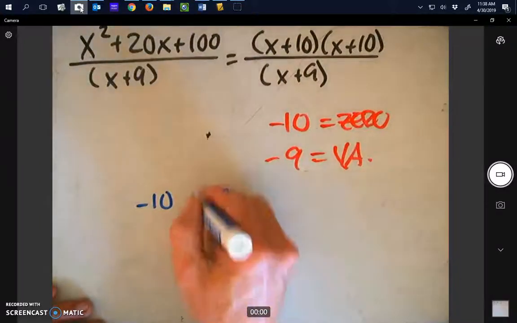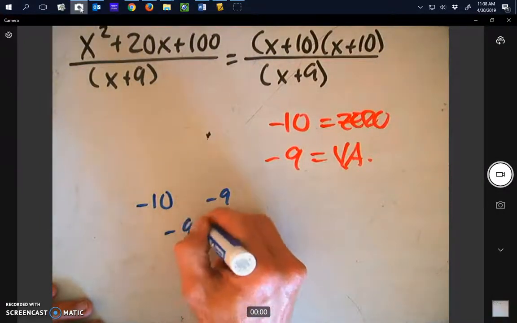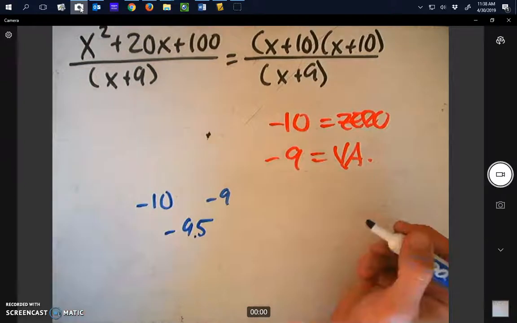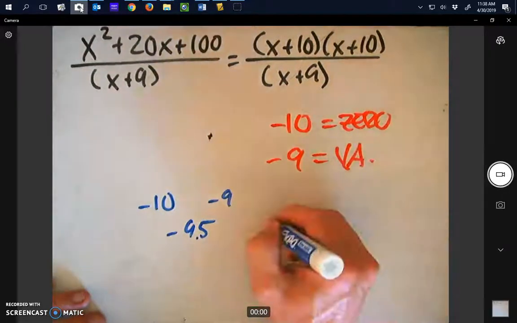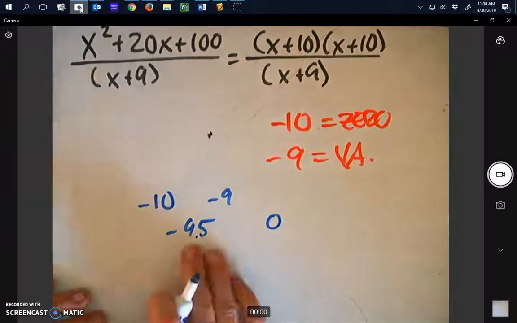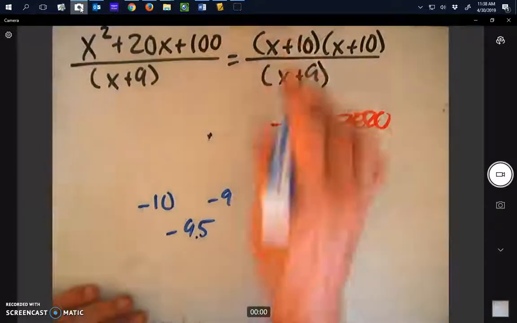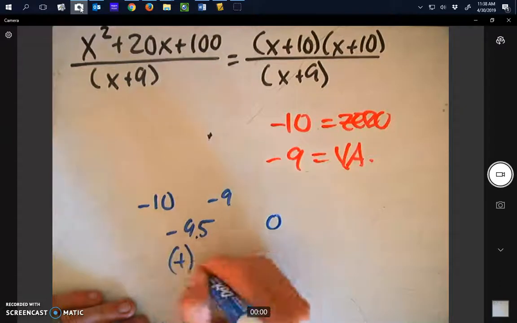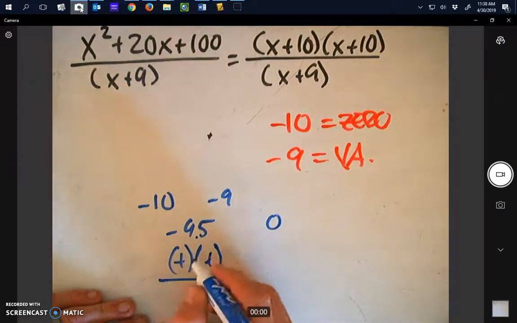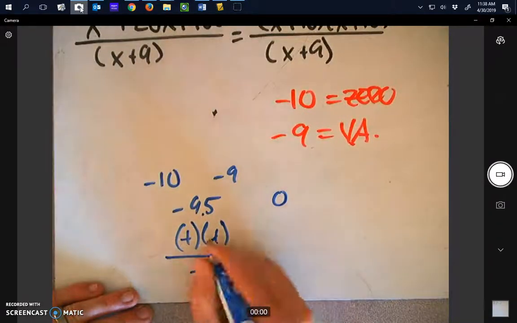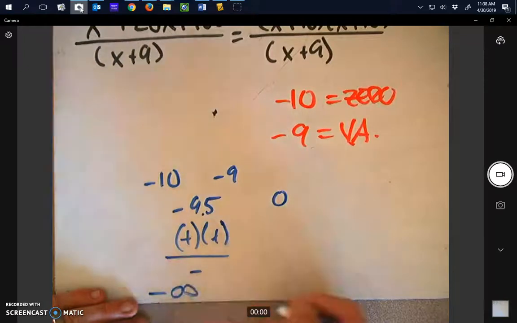So we've got to find a number that's between here, which is negative 9.5. A number over here, it could be negative 8, it could be 0, it could be positive 8 too. It could be any number this way. I'm going to use 0 again. All right, so negative 5 goes into the problem. Negative 5 plus 10 is positive. Negative 5 plus 10 is positive. Negative 9.5 plus 9 is a negative number. So we get a negative number. So we're going to negative infinity on this side of the graph.